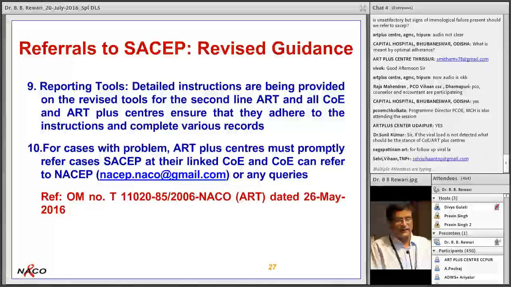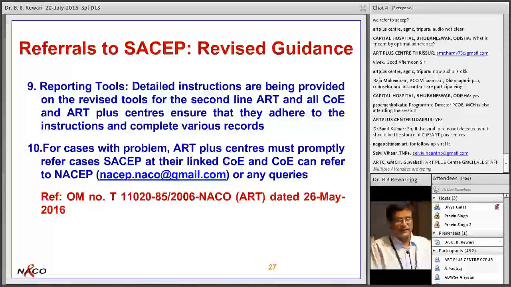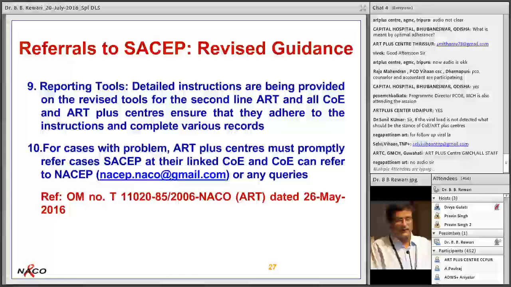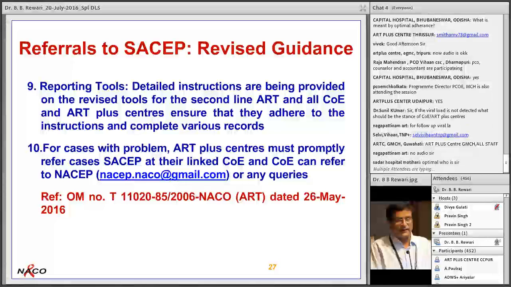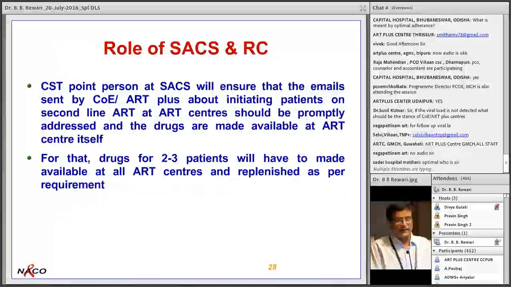If there is an immunological virological discordance, the guidelines are very clear that you look for HIV2, look for other causes, look for hepatitis, and then basically refer the patient again. Now there is a bigger role for SACS and the regional coordinators.